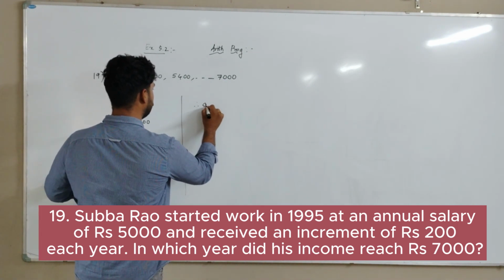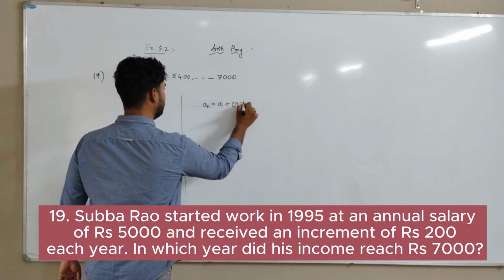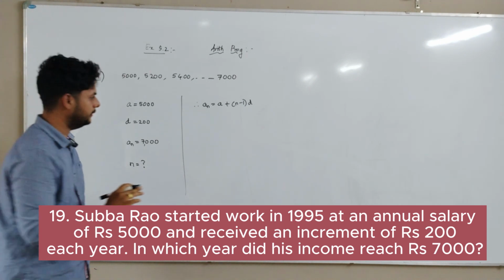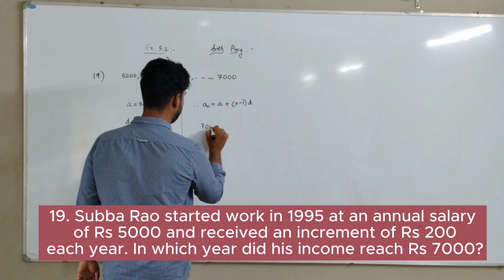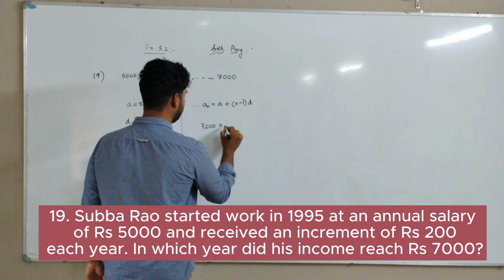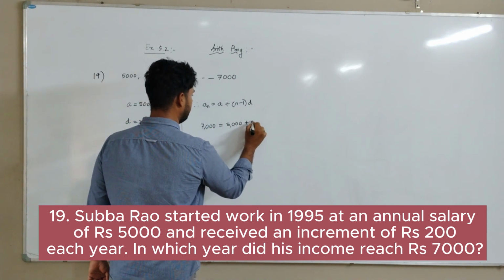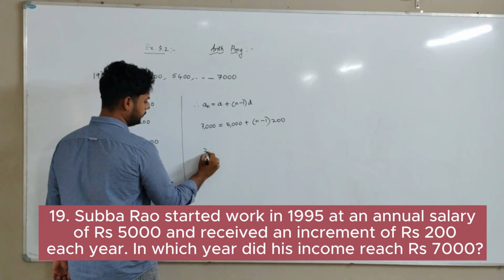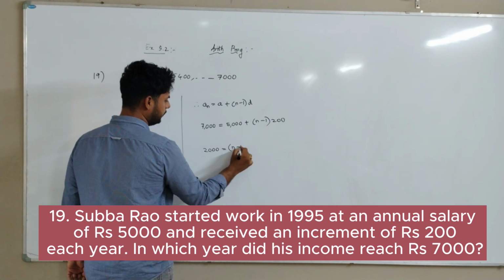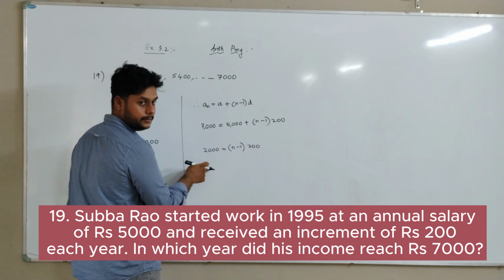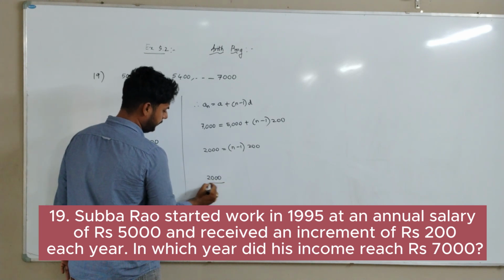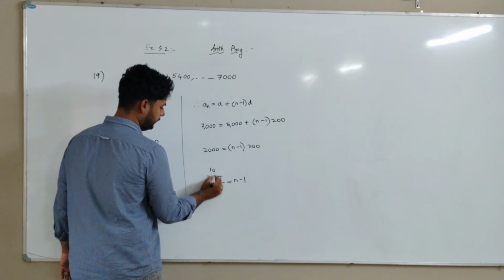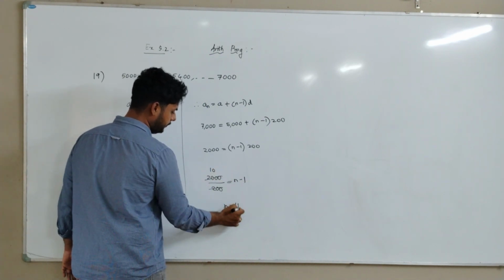So an is equal to a plus n minus 1 into d. Note the one formula; we did 20 sums with only one formula. That much easy it is. So 7,000 is equal to a, 5,000, plus n minus 1 into d, 200. 5,000 I send here, so 2,000 is equal to n minus 1 into 200. 200 I send here: 2,000 by 200 is equal to n minus 1. 200 tens are 2,000, so 10 is equal to n minus 1. The 1 goes there as plus 1, so n is 11.